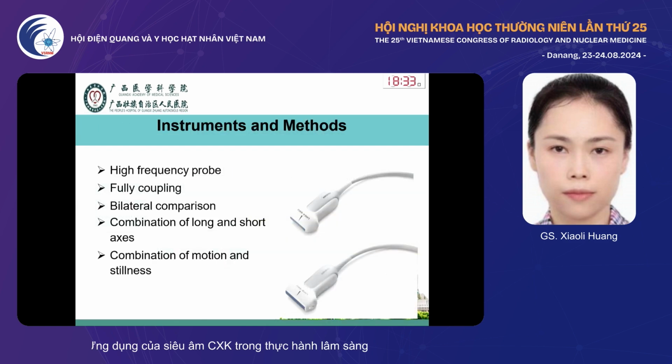For musculoskeletal ultrasound examination, high-frequency probes are used. During the examination, it is important to ensure good coupling between the probe and the skin. Bilateral comparison, combination of short and long axes, and the combination of static and dynamic observations.